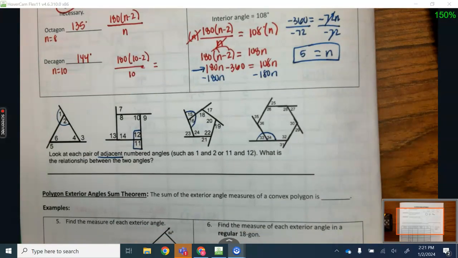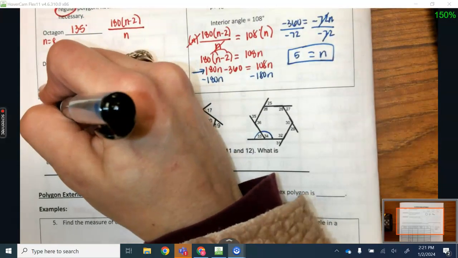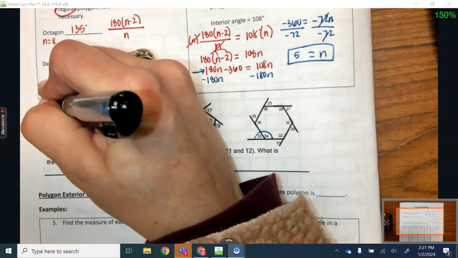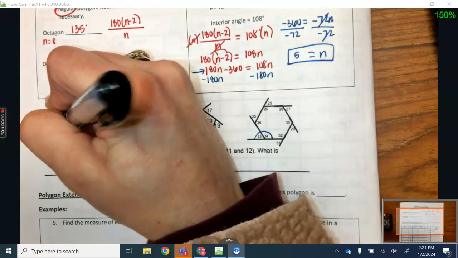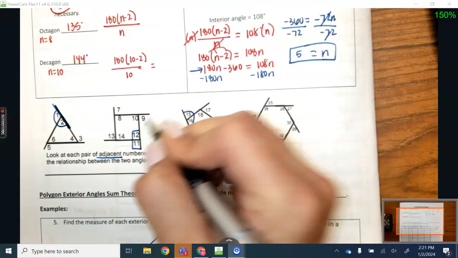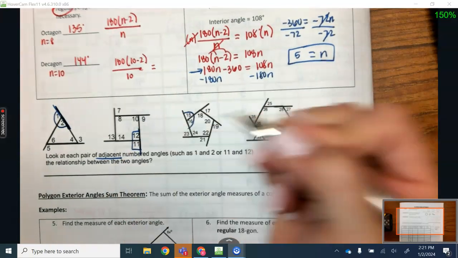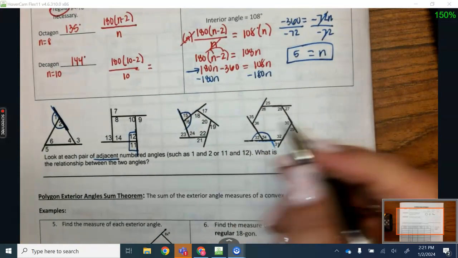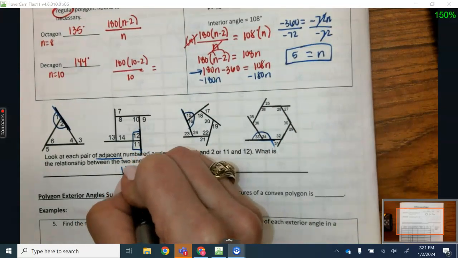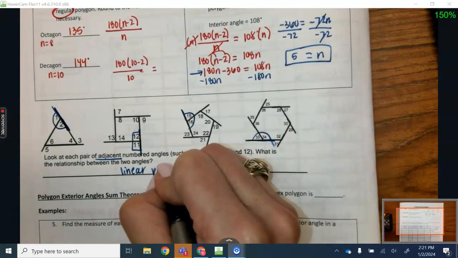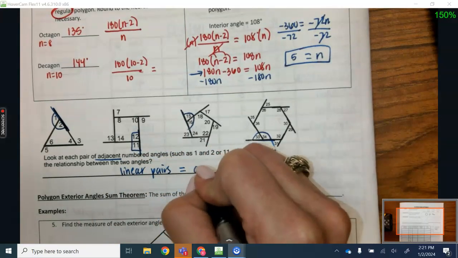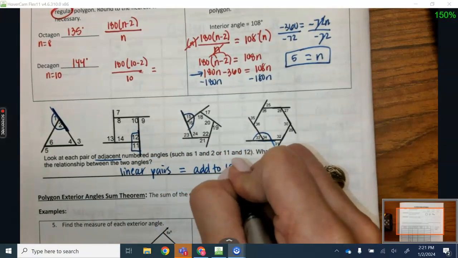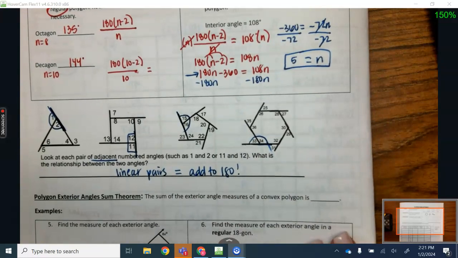Okay, we know this from chapter 1. Any two angles right next to each other that form a straight line. Okay, these are forming a straight line. These two are forming a straight line. These two are forming a straight line. And so are these. They are linear pairs, meaning they add to 180 degrees.